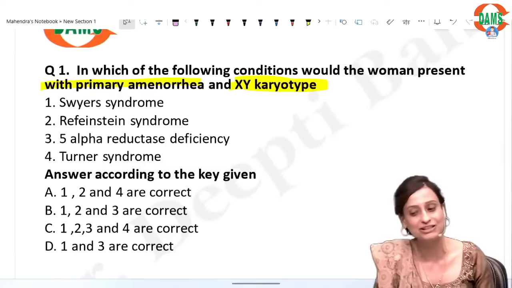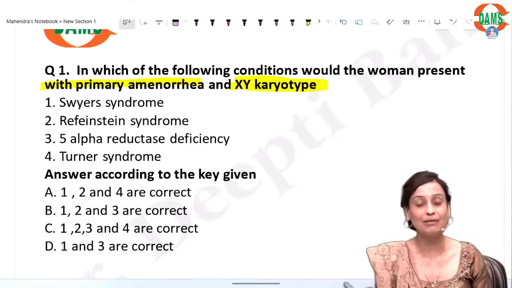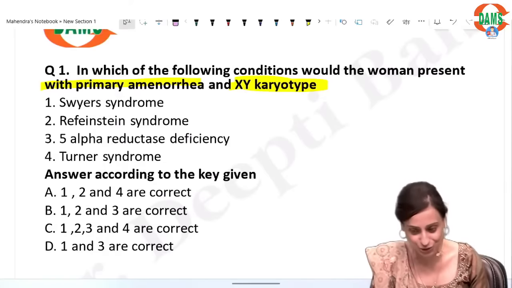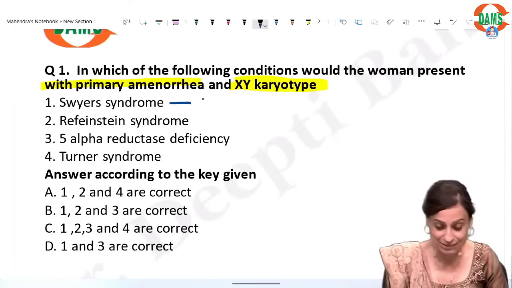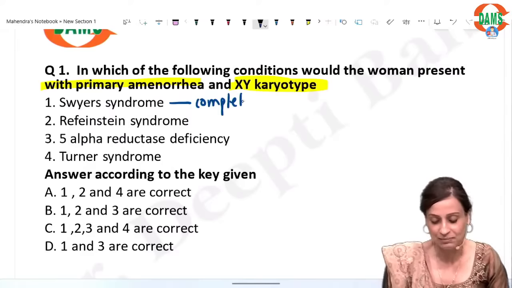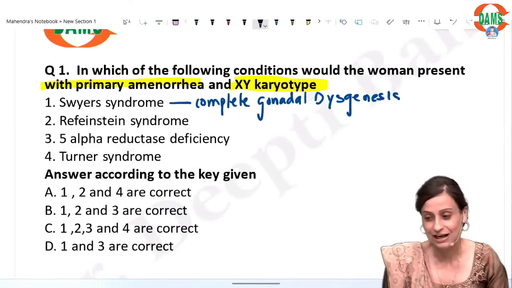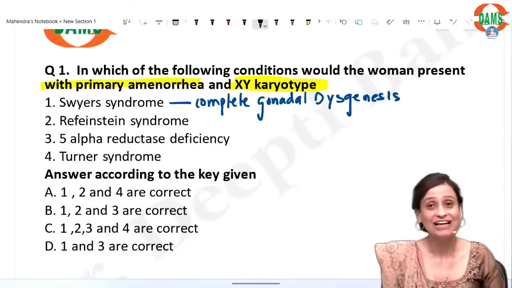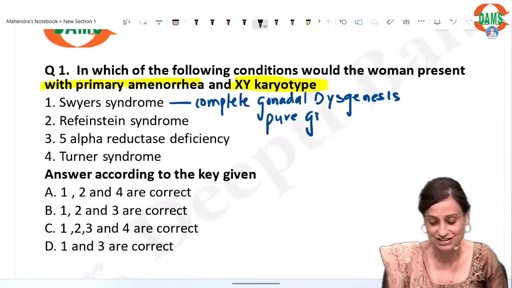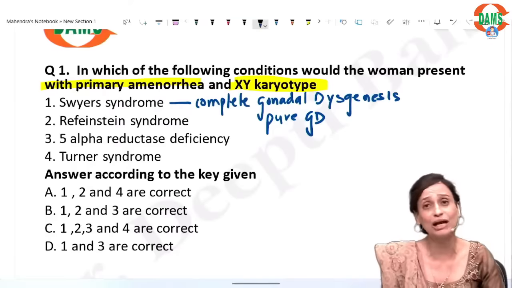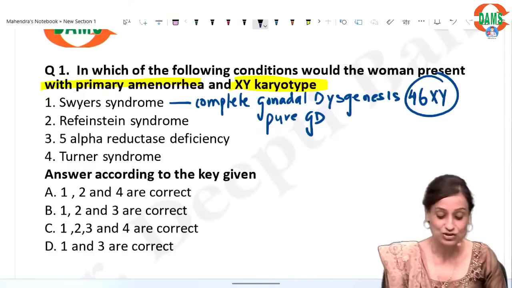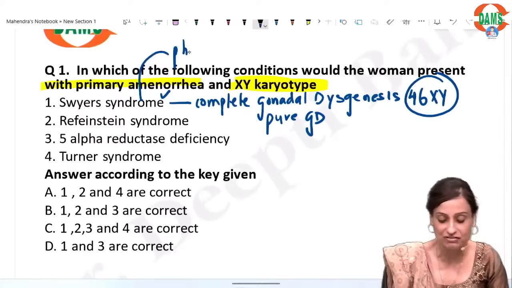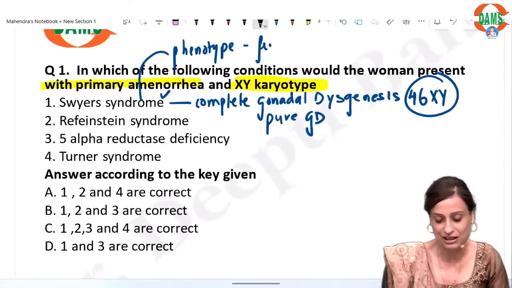It is a multiple completion type, and these are the kind of questions that are coming more and more in INICET exam, so you should know the answers. Let's do it now. Swyer's syndrome is a type of what? It is a type of complete gonadal dysgenesis. Please be aware of the term. It is also called pure gonadal dysgenesis. Here the karyotype is going to be 46XY, but the phenotype is female.